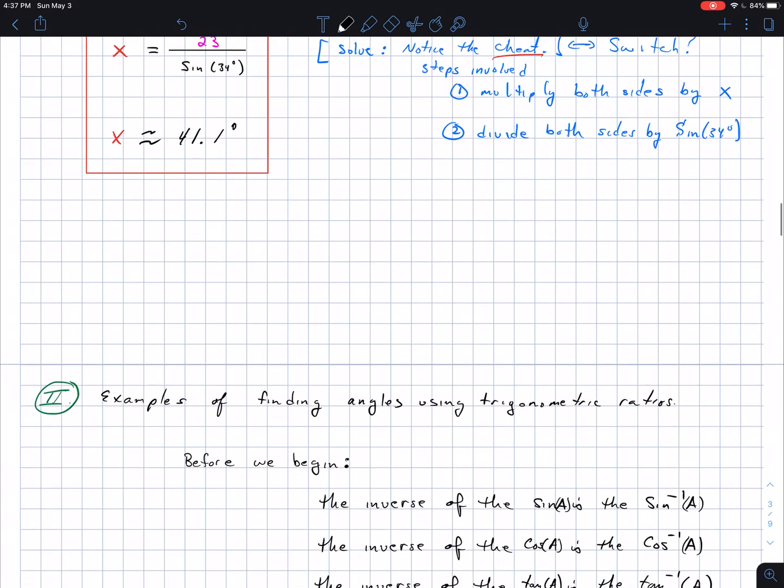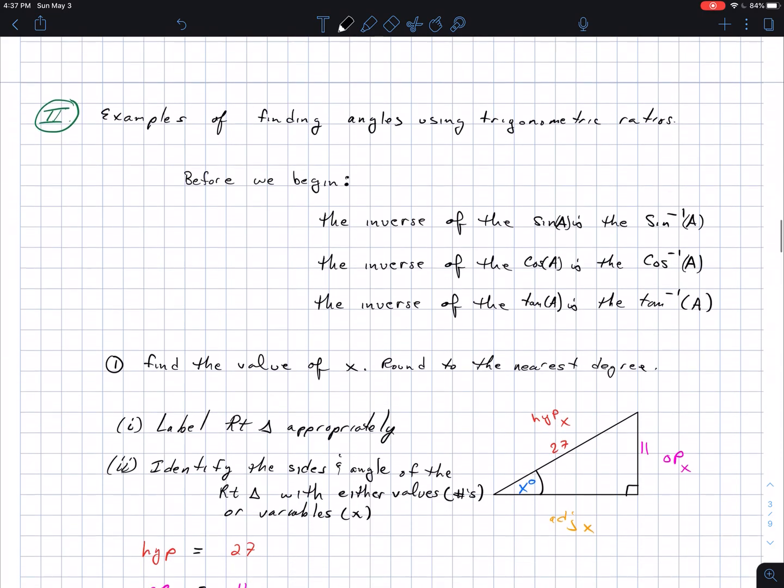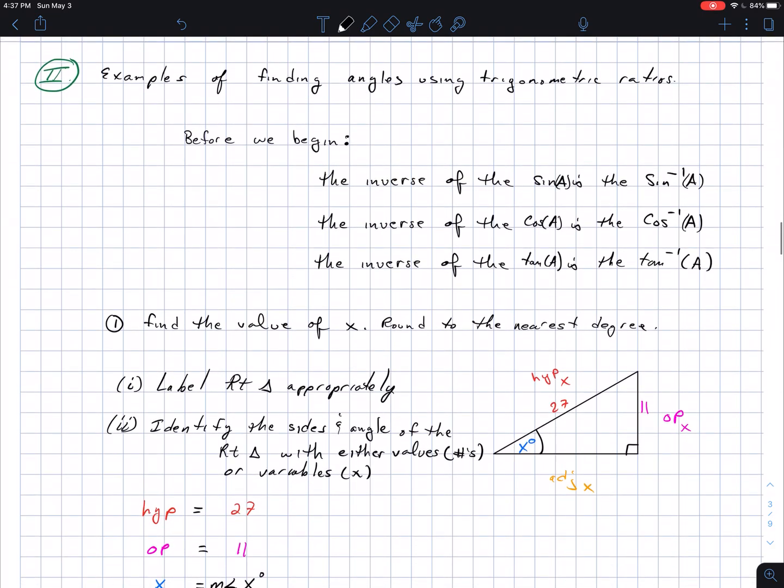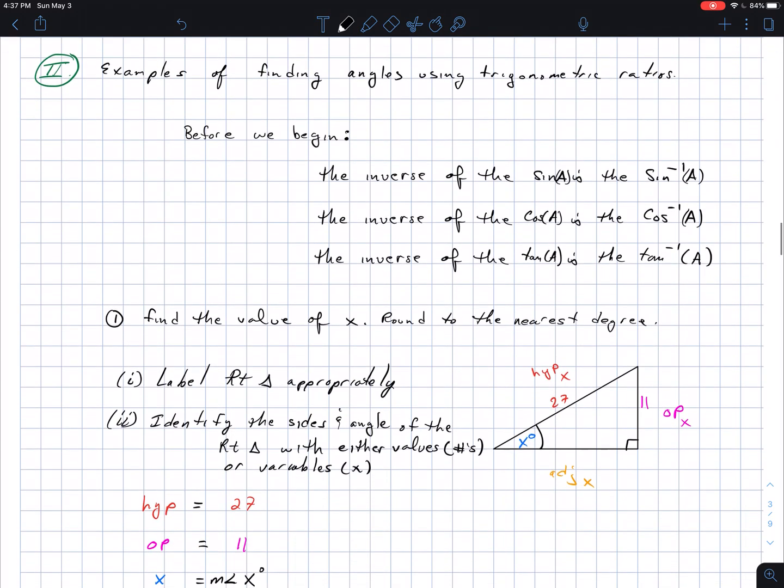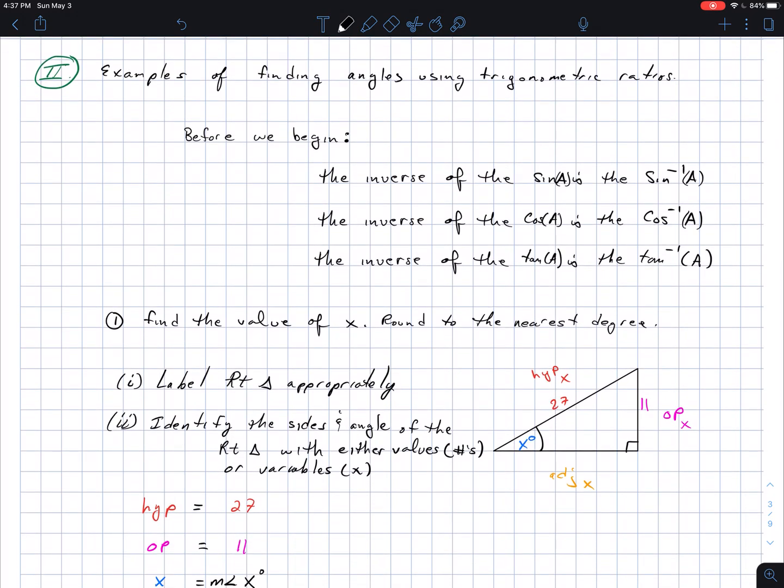Okay. Now, let's move on to the second objective. The second objective is all about finding angles.